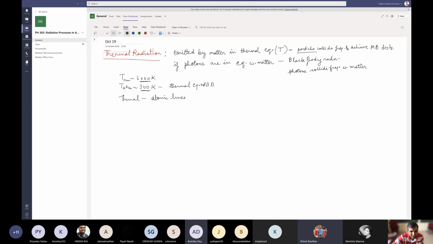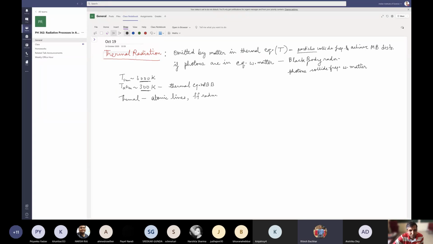Sir, I think in case of the black body radiation, the distribution... Who is this? This is Aratrika. Yes, Aratrika. So in case of the black body radiation, I think the distribution is Planck, unlike the Maxwell-Boltzmann distribution. That is correct. The black body frequency distribution is Planck distribution. That's correct.